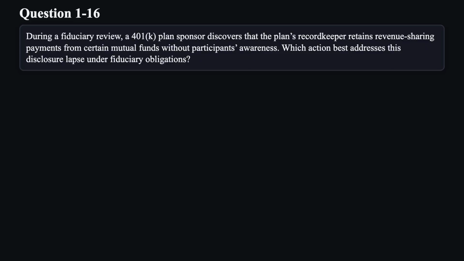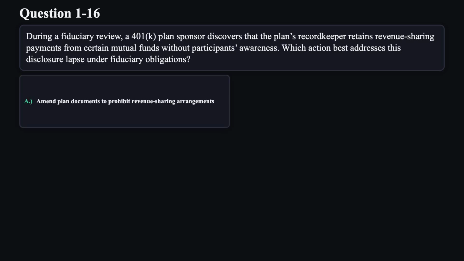Question 16. During a fiduciary review, a 401k plan sponsor discovers that the plan's record keeper retains revenue-sharing payments from certain mutual funds without participants' awareness. Which action best addresses this disclosure lapse under fiduciary obligations?